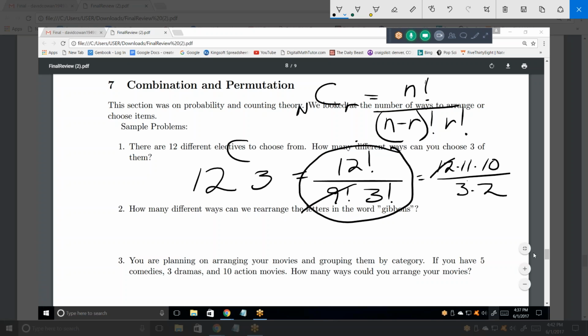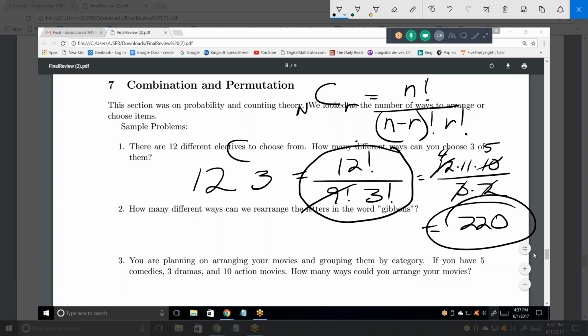I can cancel that with that. I can cancel that with that. And so my answer is 4 times 5 times 11, 220. That's how many different ways you can choose 3 items out of 12 choices.